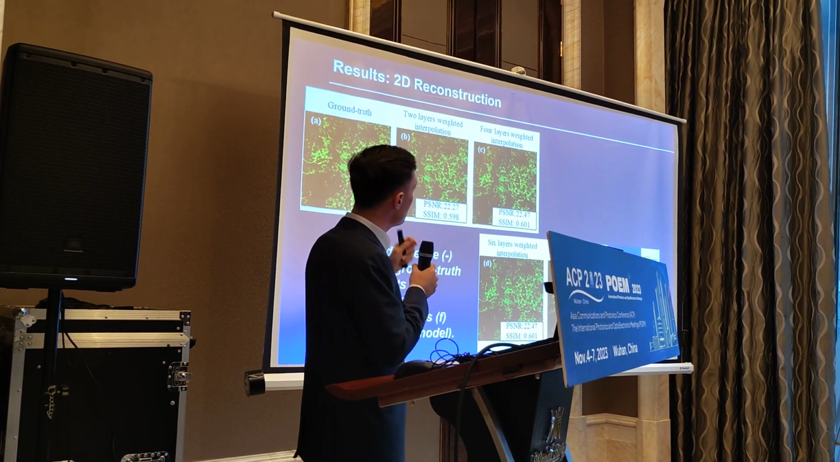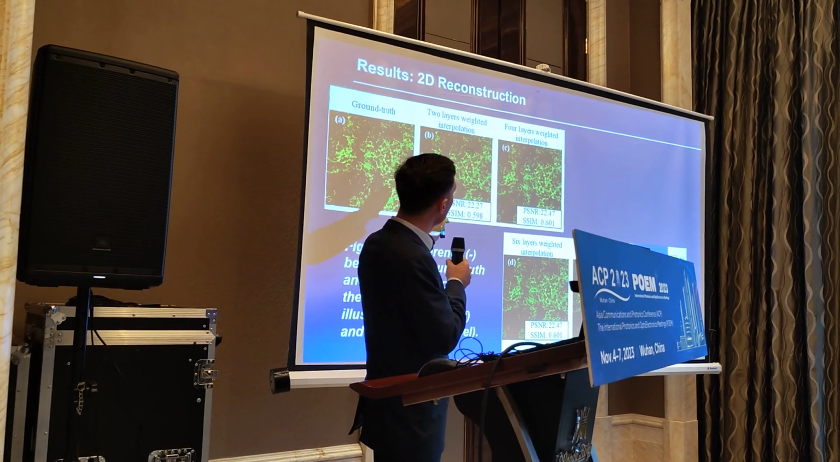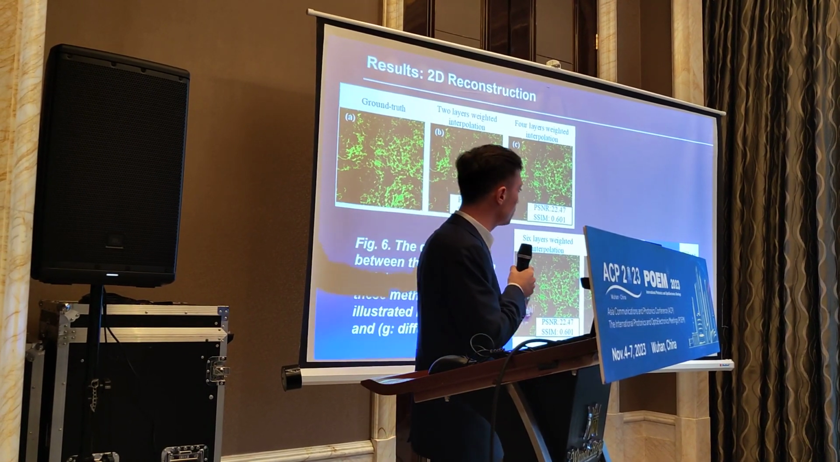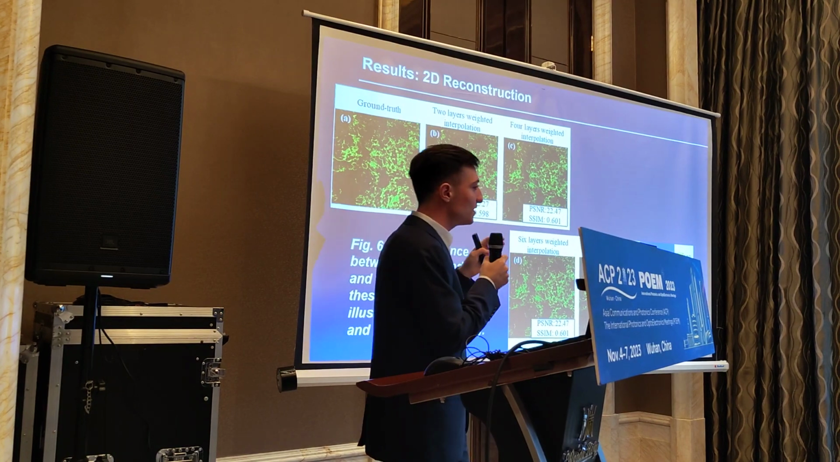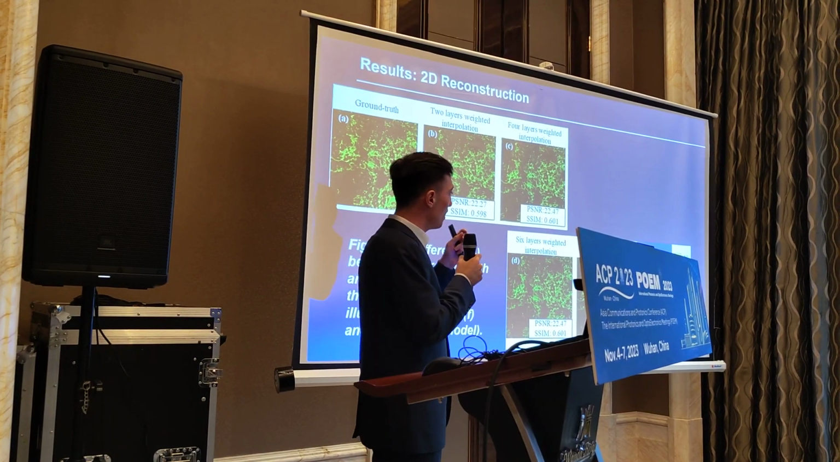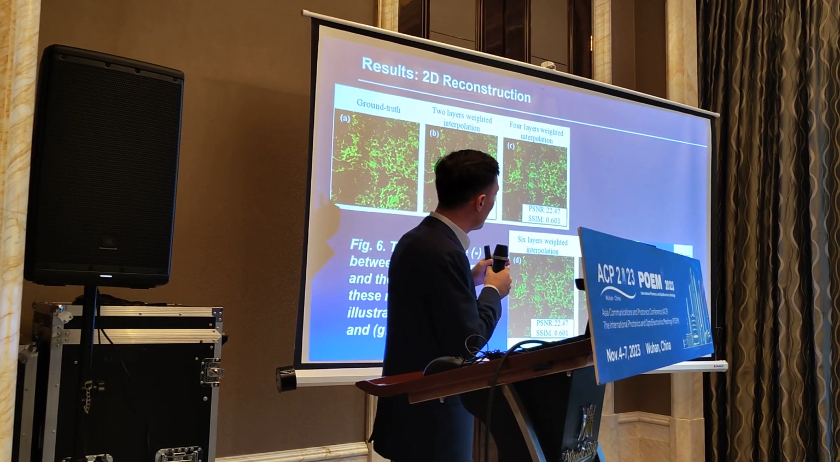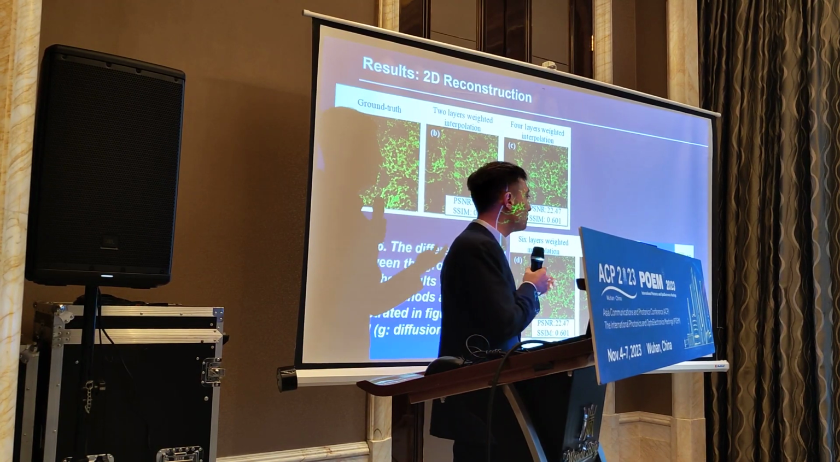So we decided to use neighboring layers, which are like twofold, fourfold, sixfold, and more. And we saw that beyond sixfold neighboring layers to get this weighting average, we don't get significant improvement.